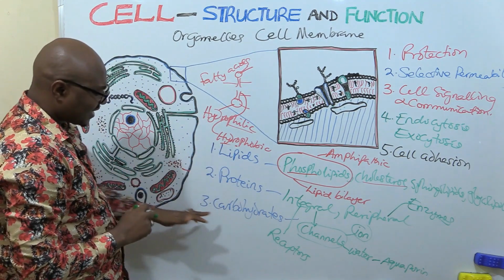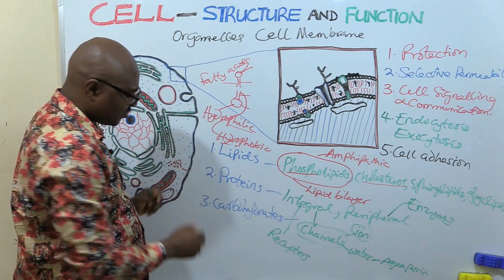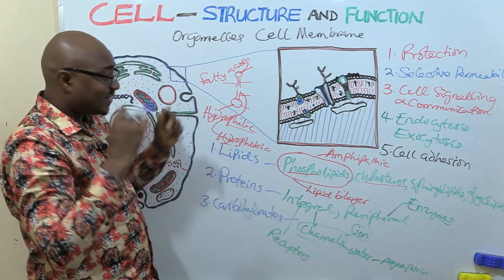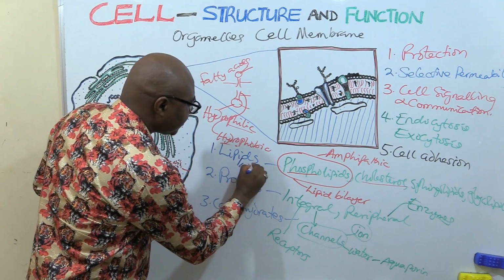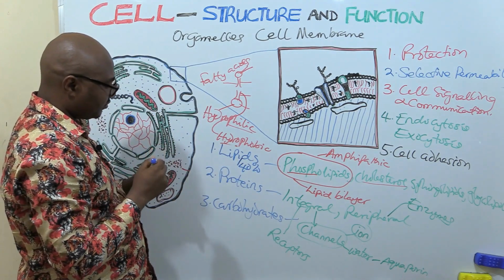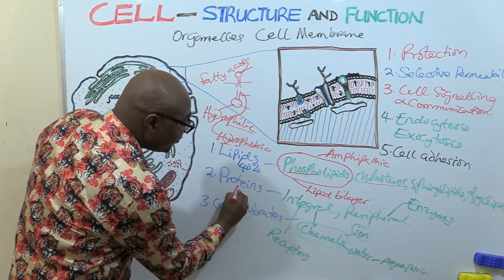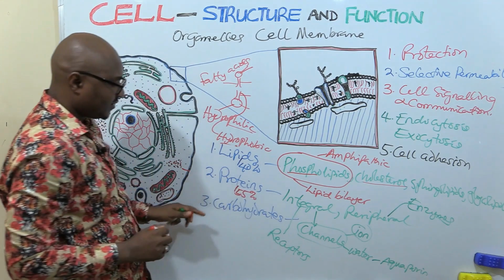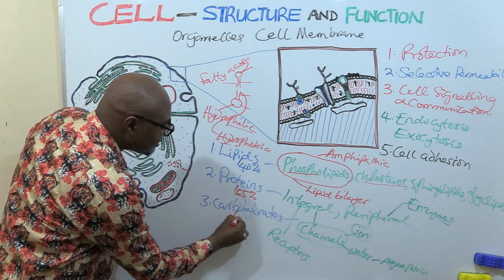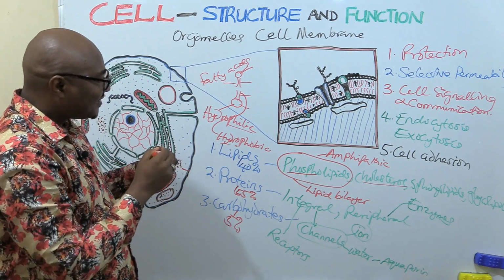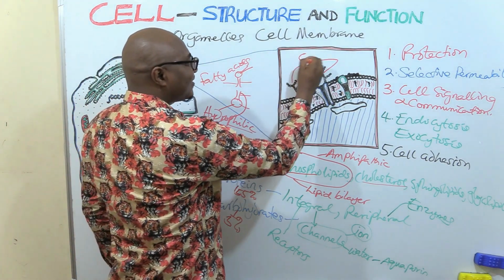Now let's talk about the carbohydrates. Carbohydrates are not so abundant in the cell membrane. Let me show you the percentage. These lipids form 40% of the cell membrane, then proteins make up 55%. So you see already 95%. Then carbohydrates are just the remaining 5%. The carbohydrates are the ones represented by these elongated structures.